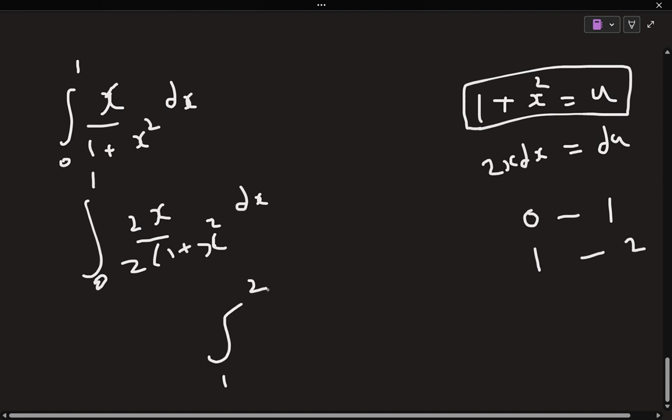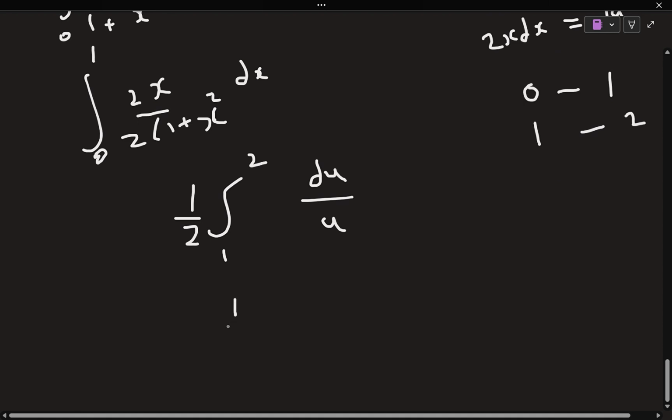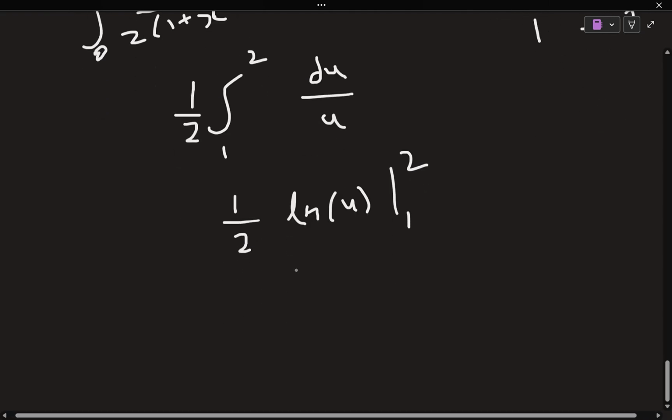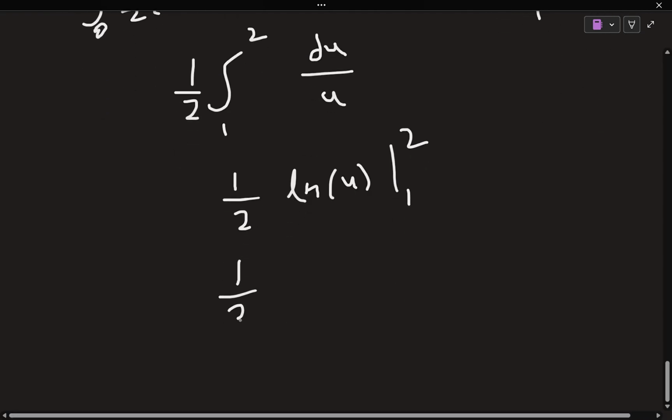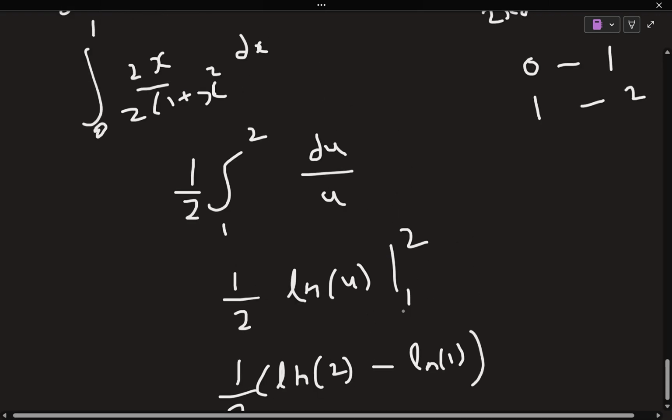Here, when I substitute 2x dx as du and 1 plus x square as u, I'll take 1 by 2 directly outside. Now 1 by u, I can write it as ln of u with limits 1 to 2. So it will become 1 by 2 ln of 2 minus ln of 1. ln of 1 is 0, so it will be 1 by 2 ln of 2. Or you can take log of 2, it's up to you, but it's base e by the way. That's why I took it as ln.